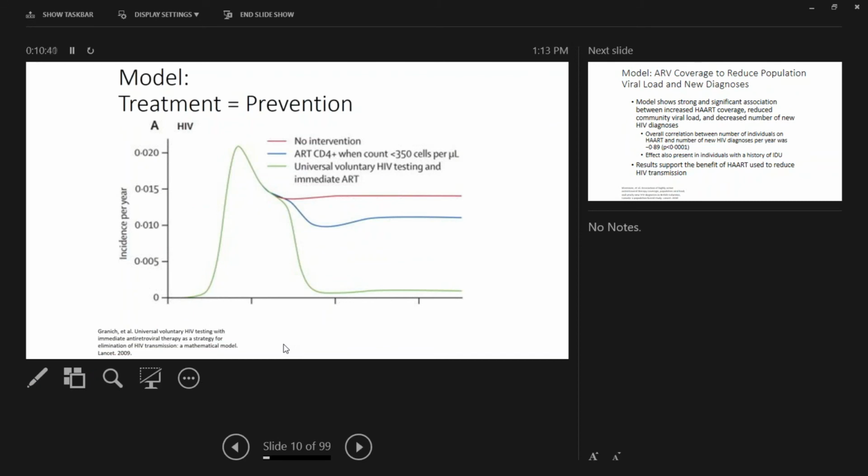So when you look at this model, you can compare some mathematical visions. What would happen if you don't treat HIV? That's that red line. Every epidemic eventually comes to a plateau, but we do intervene on HIV. And when you treat HIV based on CD4 count, you see that blue line shows a decrease in the incidence of HIV in this model. But with universal voluntary HIV testing and immediate antiretroviral therapy, you see this green line that shows the epidemic careening down to near end. Next slide.